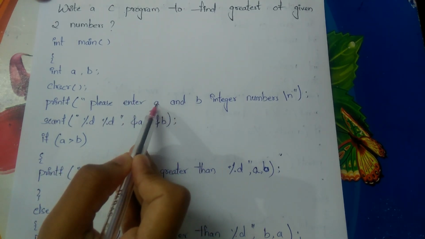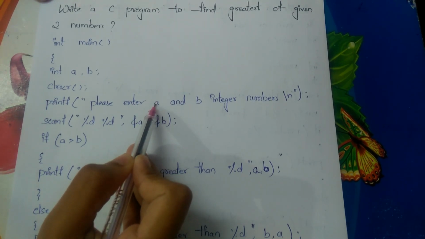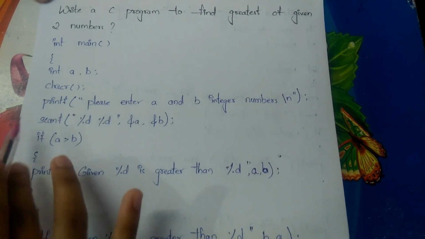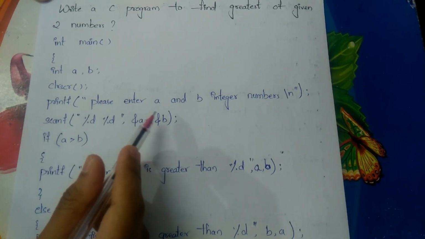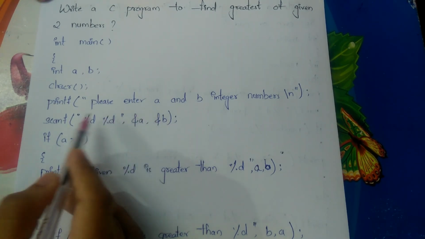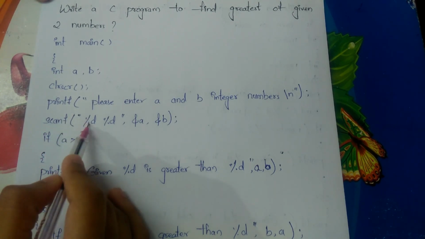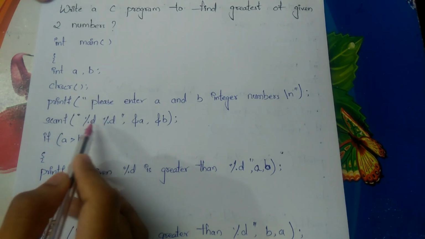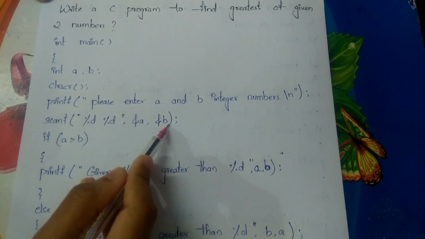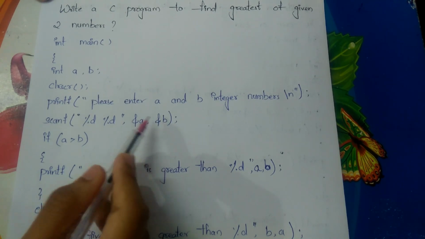After that we have to give the values. The first value will be for a and the second value will be for b. Whatever values we have given from the console should be read, and for that I am using scanf. In scanf, %d and %d: the first %d is for a and the second %d is for b. Those values will be stored in the address of a and b.